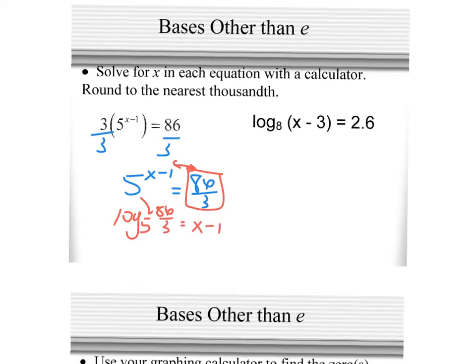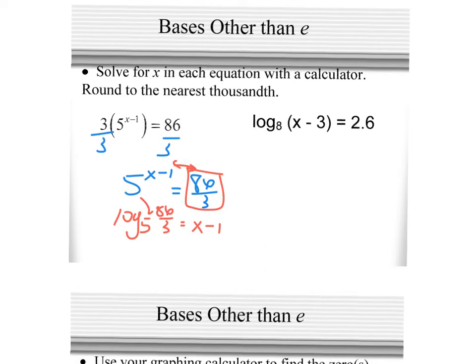You can either use the change of base formula if you have an older calculator, so log of 86 over 3 divided by log of 5, or if you go to your math button, there's actually a button that goes straight to a log with a different base.